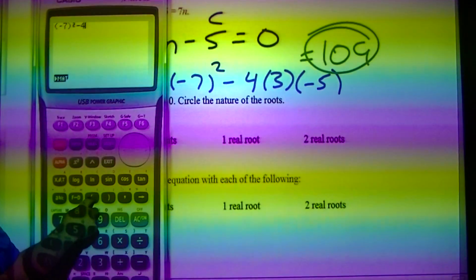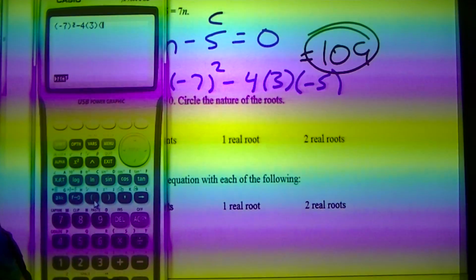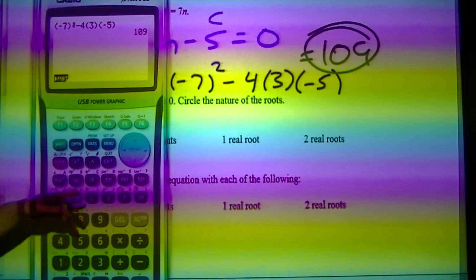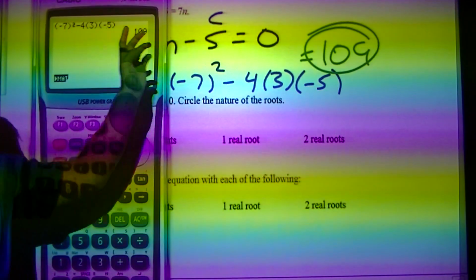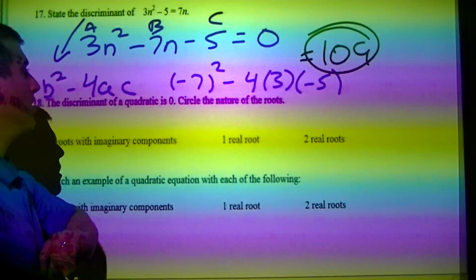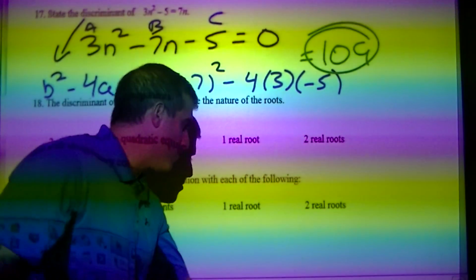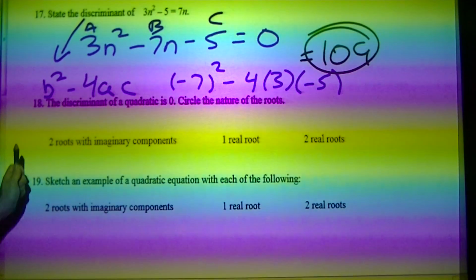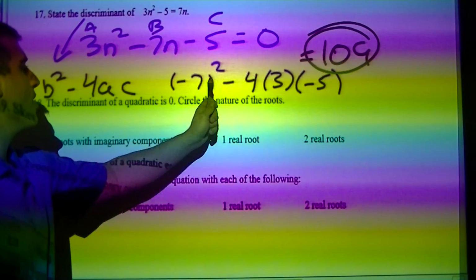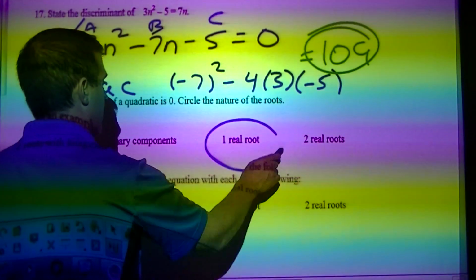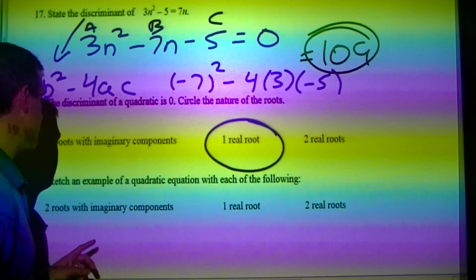Okay, so it all depends on what you want to do. Both get you 109. You can either store them for the variables, or you can type them in with parentheses. Either way is fine, as long as you get it right. The discriminant for the quadratic is 0. What is the nature of the roots? That's 1. Okay? All right? That's going to be 1.